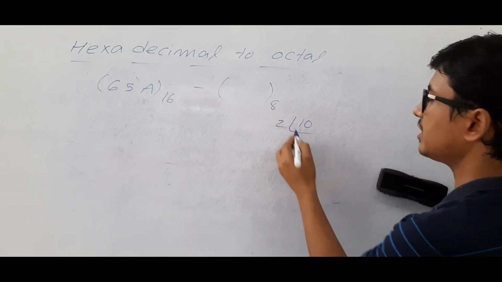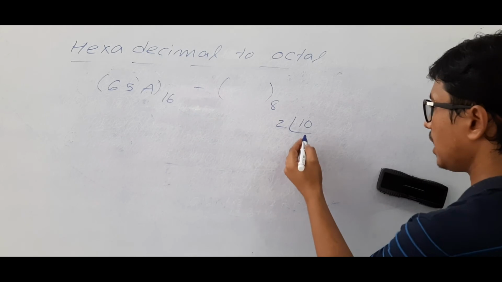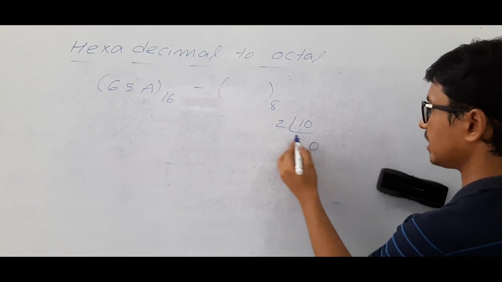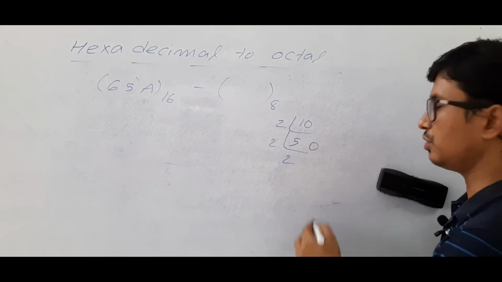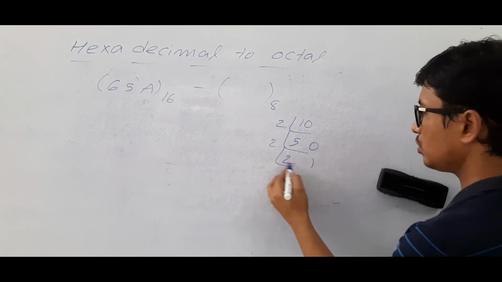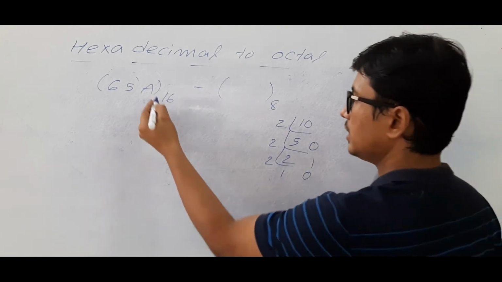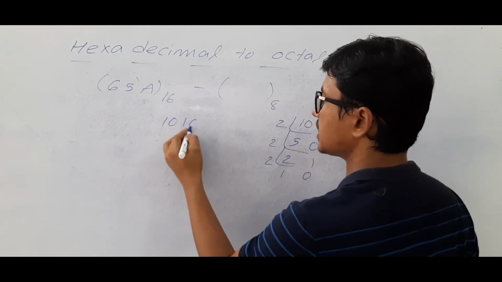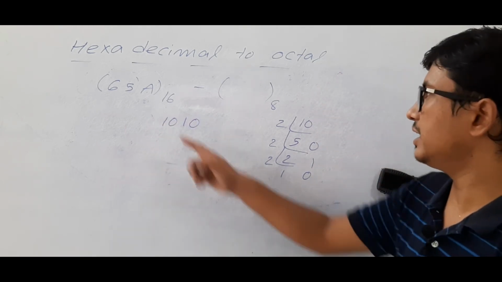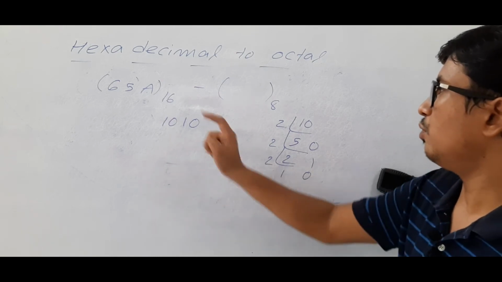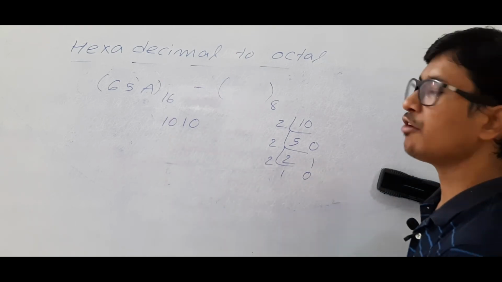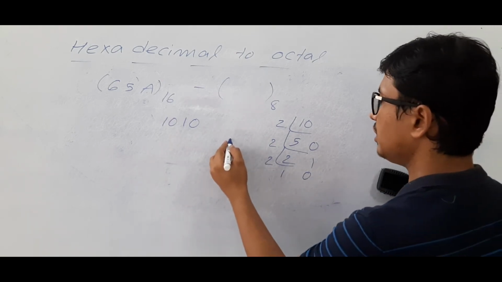So 10, if I divide by base 2, 2 5s are 10, I will get remainder 0. 2 2s are 4, I will get remainder 1. 2 1s are 2, I will get the remainder 0. So A can be represented in 4 bits as 1010. A is nothing but 10. Okay, 1010. Next you have 5. How will you represent 5?